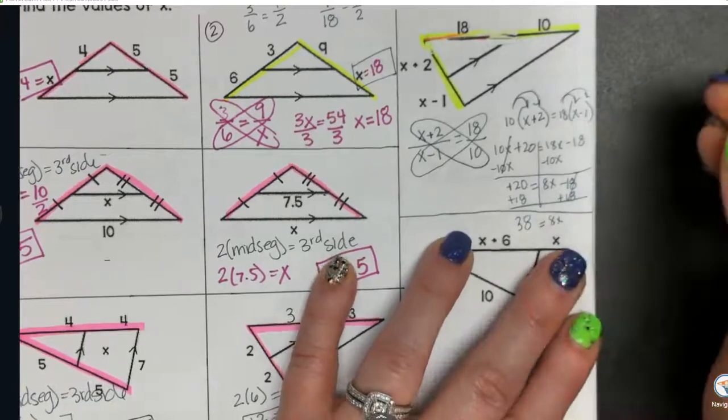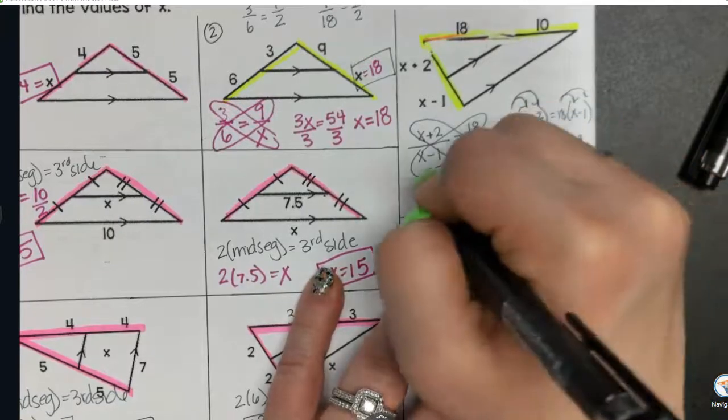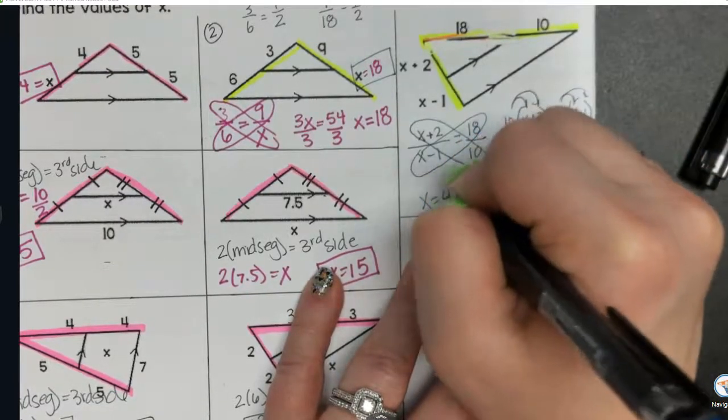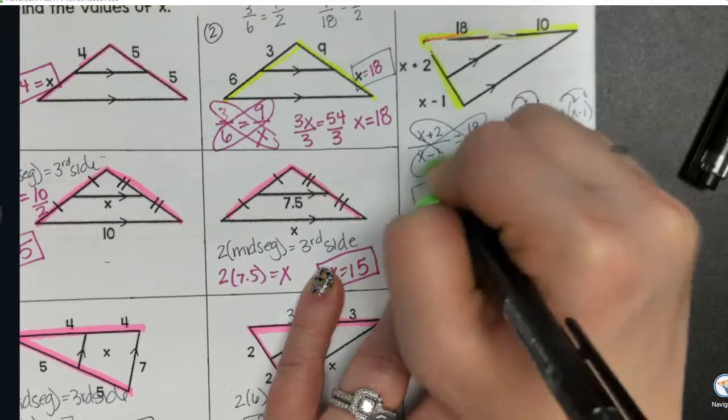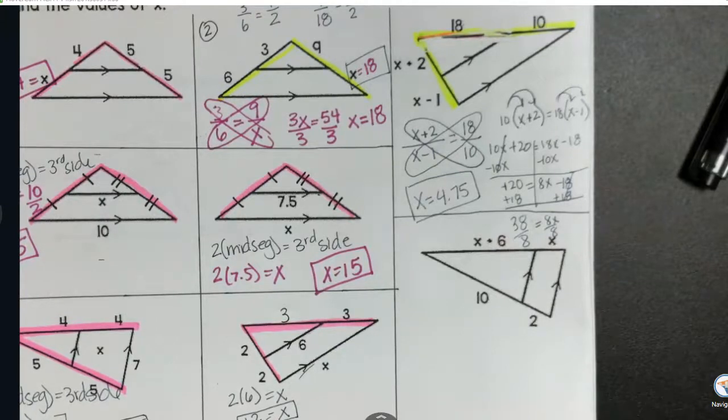And you're like, Miss, that's still not very helpful. Sure it is. Divide by 8. And yes, you are going to get a decimal on this one. And yes, that is okay. 38 divided by 8 is 4.75. So I'm sorry I didn't give you more room to write on that. It's my bad. Ask your teacher for a sticky note or something if you want one.